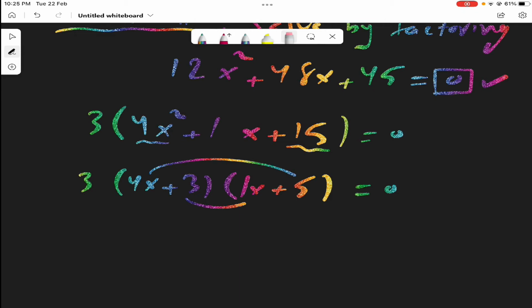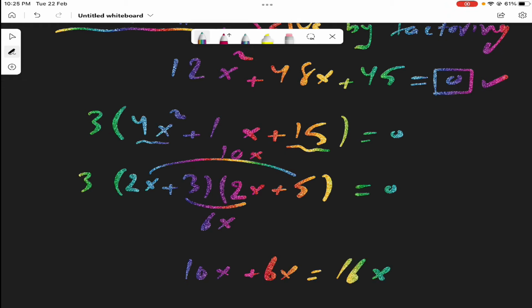So let me change 4 and 1. Let me try 2 and 2. So 2x times 5 is 10x. 3 times 2 is 6x. If you add 10x plus 6x, you get 16x, which is the middle one. So the correct order is 2x plus 3 and 2x plus 5.